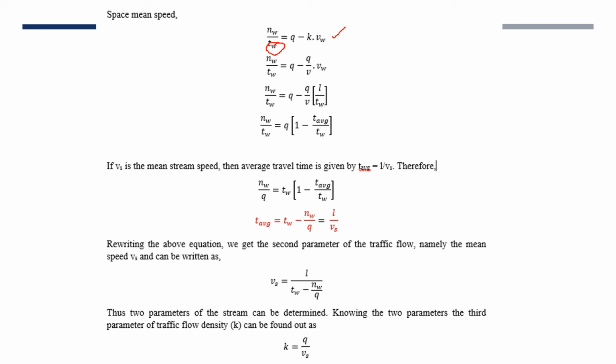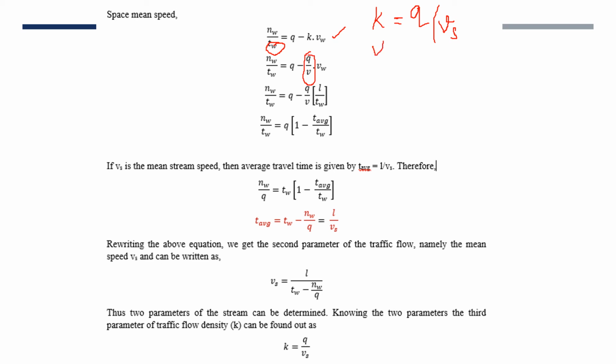Now there are a couple of substitutions. So one is the substitution of density. When we say density, we are going to write it in terms of flow, that is Q divided by space mean speed, from the fundamental flow equation. So this is the substitution for density here, alright.